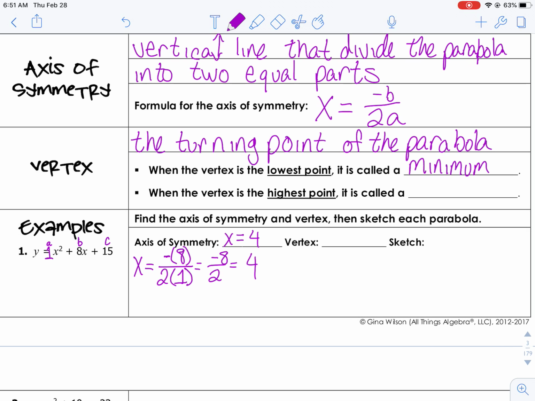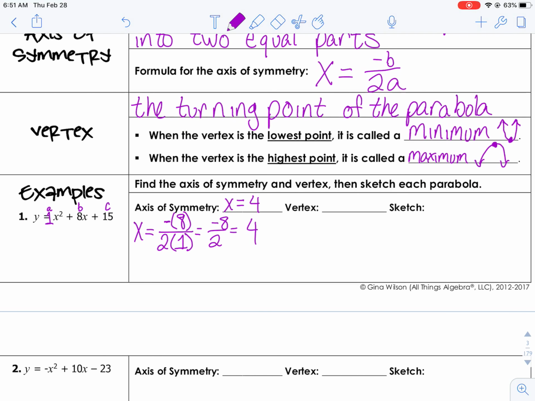We only have minimums on parabolas that are going up. This right here would be my minimum. When it's at the highest point, it's called a maximum. And we have maximums when parabolas are opening down. We can figure out the vertex by looking at the graph.